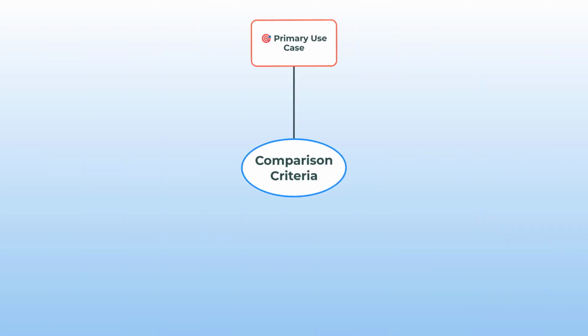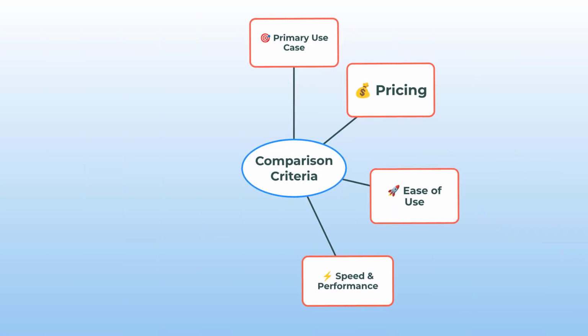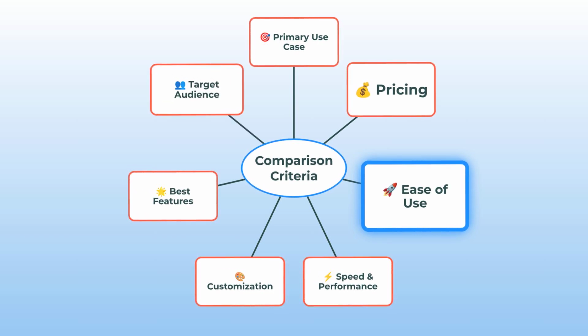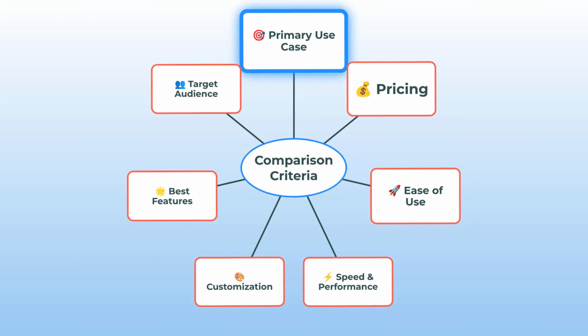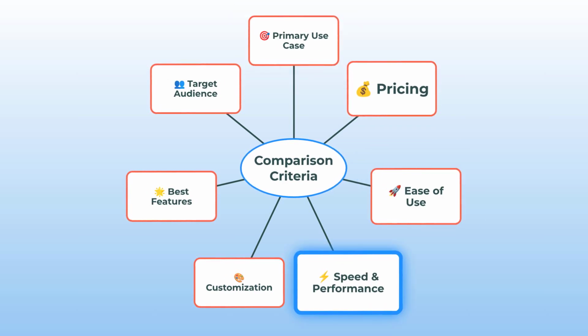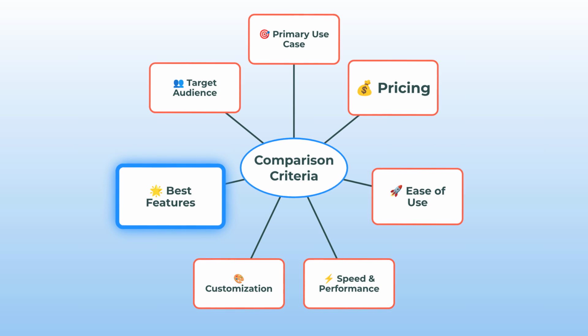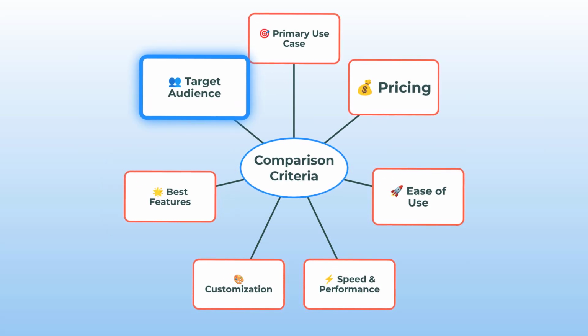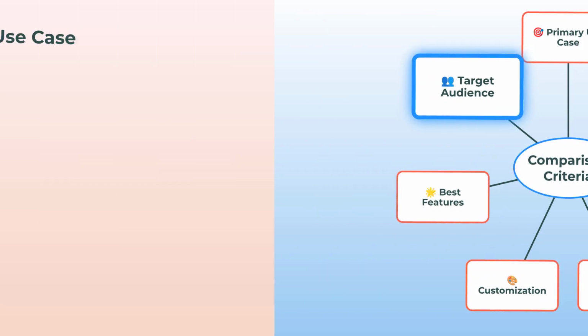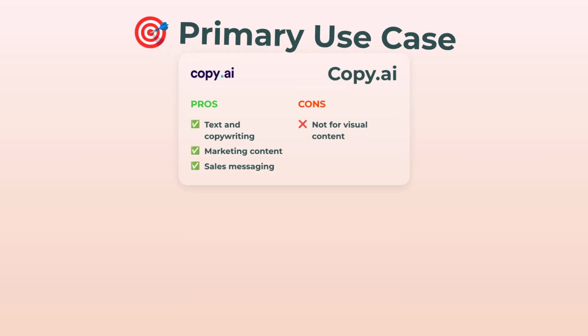All right, before we get into the details, picture a mind map of everything we're going to hit today. Categories like primary use case, pricing, ease of use, speed and performance, customization, best features, and target audience. We'll walk through these one by one and see how each tool stacks up. Let's start with the big one, primary use case.